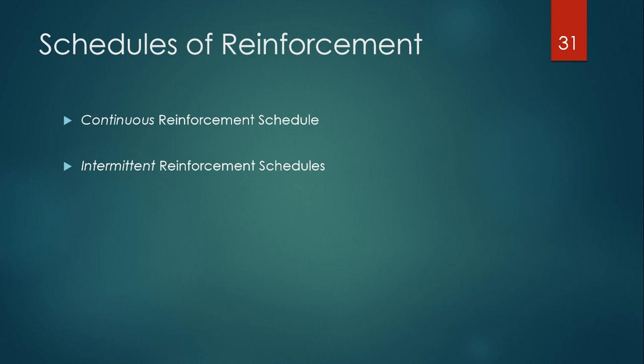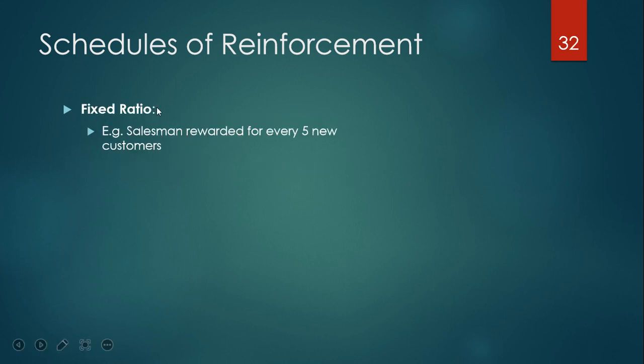All right, so let's talk about schedules of reinforcement. So a continuous schedule of reinforcement is when an organism gets rewarded every single time the target behavior occurs. So if your dog sits on command, you give them a treat every single time they do it. An intermittent schedule of reinforcement is when they don't get rewarded every single time. Sometimes they get rewarded, sometimes they don't. And let's talk about what effect that has on the behavior.